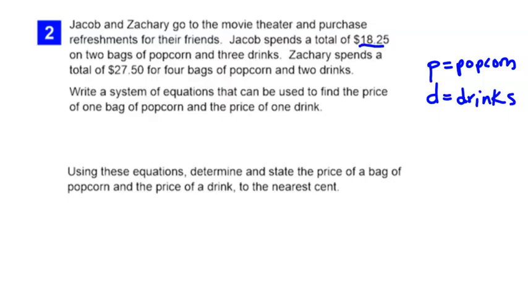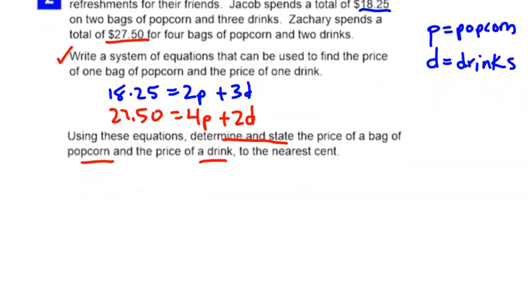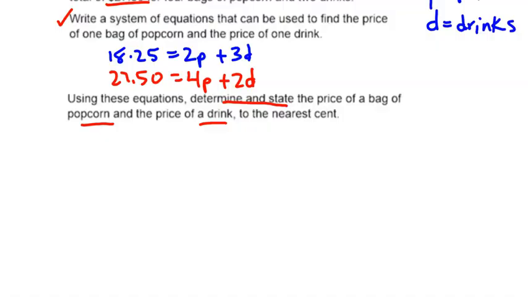So Jacob spends a total of $18.25 when he buys 2 bags of popcorn and 3 drinks. And Zachary spends a total of $27.50 when he buys 4 bags of popcorn and 2 drinks. So there's our system. The next thing they ask you to do is to determine and state the price of a bag of popcorn and a drink to the nearest cent by using these 2 equations. You have a couple of options for solving here, but if you have to show your work, then you're either going to use elimination or substitution.